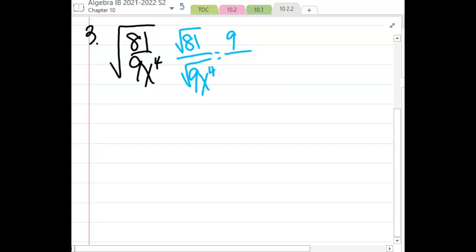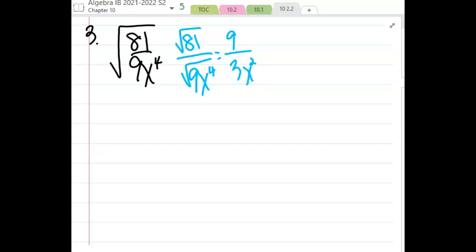Now, on the bottom of the radical, or the bottom of my fraction, I can take the square root of 9 and get 3. And I also have an x to the 4th under the radical. Remember, with the variables, you're pairing them up. How many pairs can you make out of x to the 4th? 2. Now, before you circle and box your answer, move on to the next problem, you need to make sure it's in simplest form.